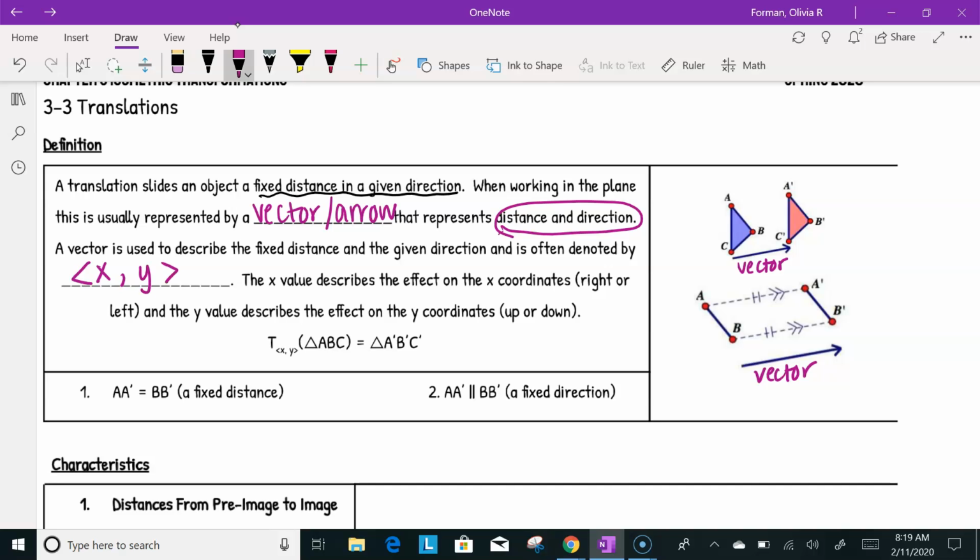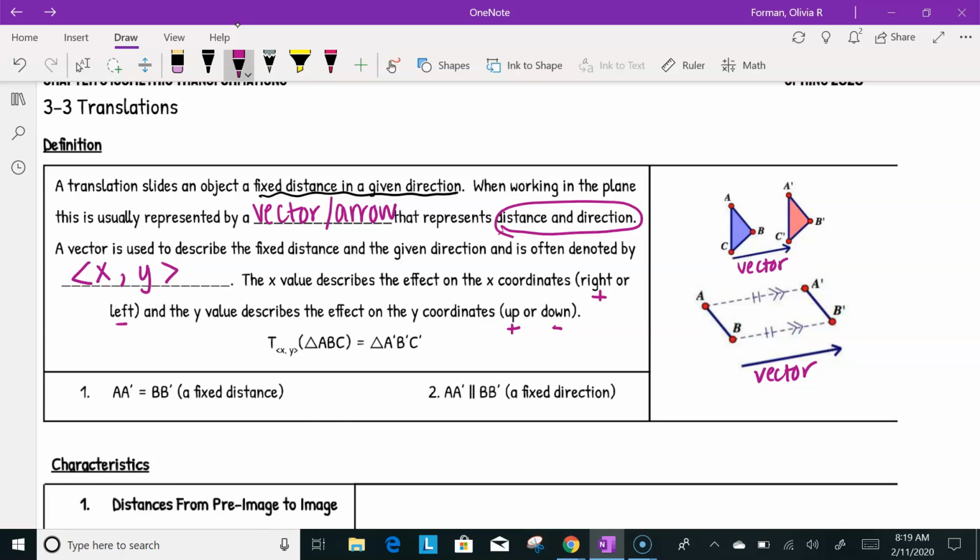It will have two numbers there, and it's telling you, if you look, the x value describes the effect on the x coordinates, right or left, and the y value describes the effect on the y coordinates, up and down. So if it's right, it's going to be positive. If it's left, it's negative. If it's up, it's positive. If it's down, it's negative.